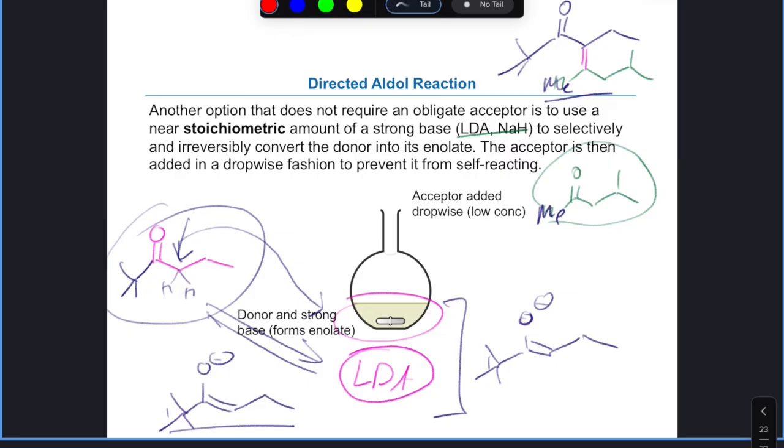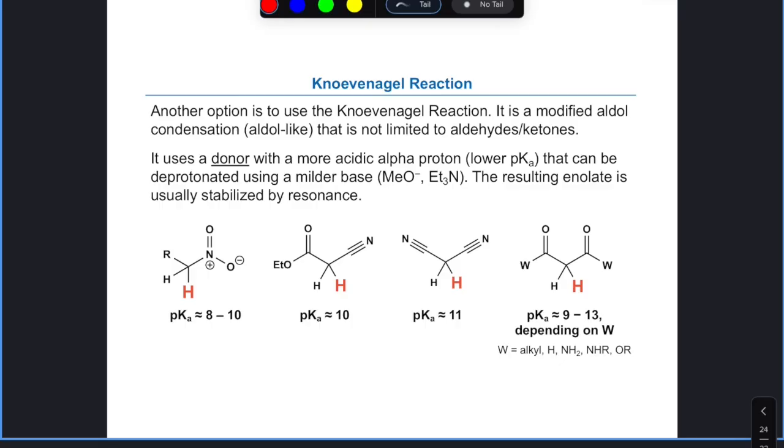Jumping to the next one. So we have our obligate acceptors. Those are things that can't make enolates. Now we've got geographic control. That's where we're forming the base or the acid separately. Third one is choose a nucleophile that has a very, very, very acidic center. This is what we call the Knoevenagel reaction. They're aldol-like just because we're not dealing with aldehydes anymore. That's why we're calling it aldol-like.